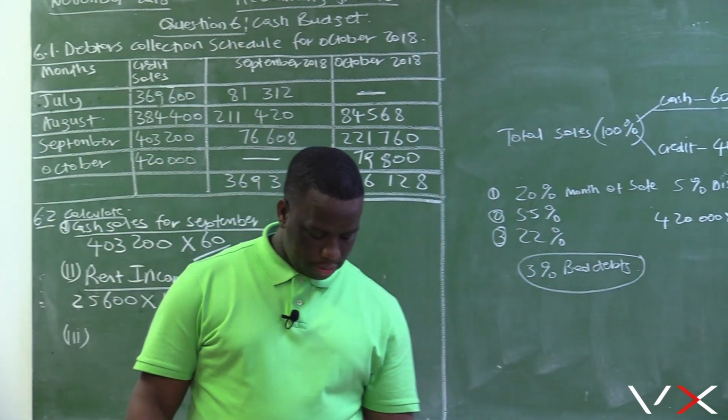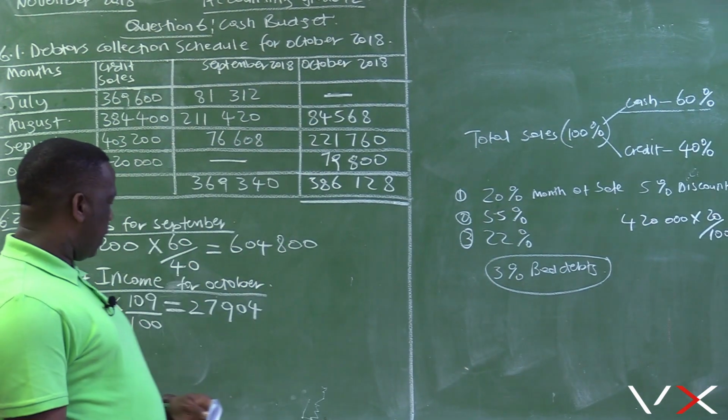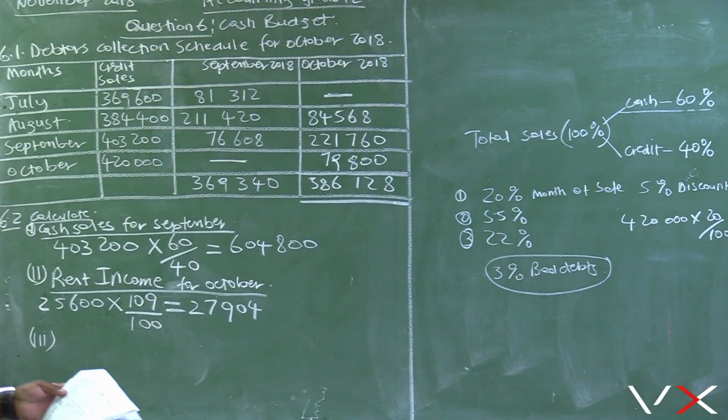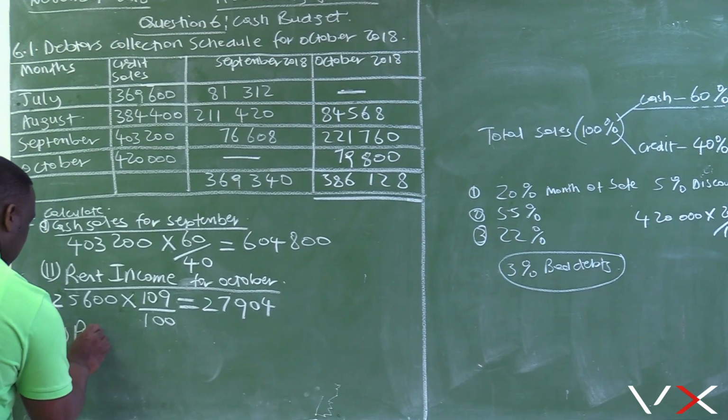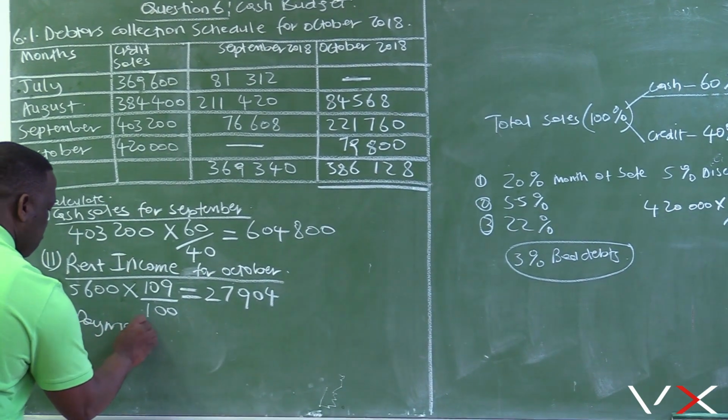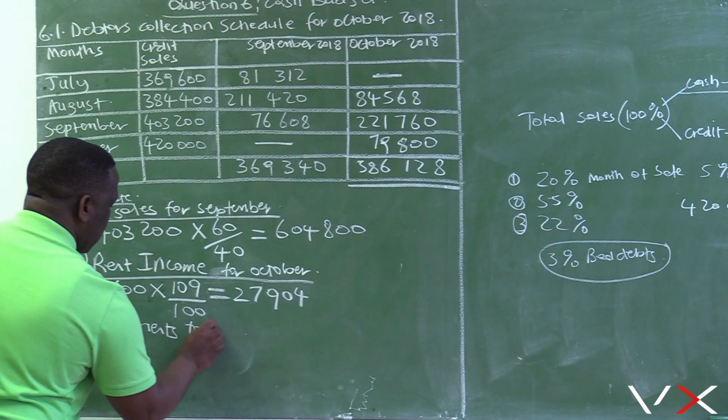Right. Roman figure 3, which is the last one under 6.2. What is it that we want to calculate in Roman figure 3? We want to calculate payments to creditors for October.